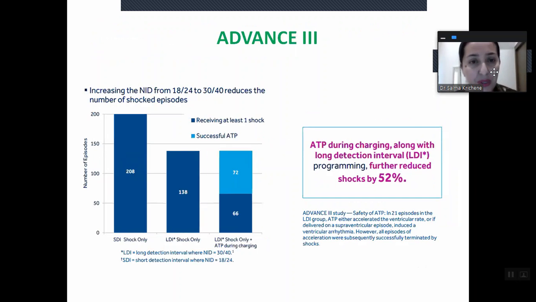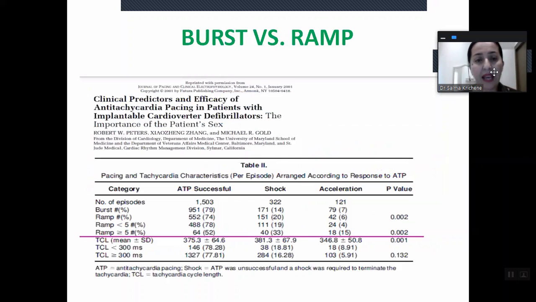We return to ADVANCE-3. This study combined ATP during charging with a long detection interval, and that proved that shocks are reduced by 52%. Finally, in this paper, we compare burst to ramp therapy, ATP. And we proved that with burst, we have more ATP success and a lower rate of arrhythmia acceleration.